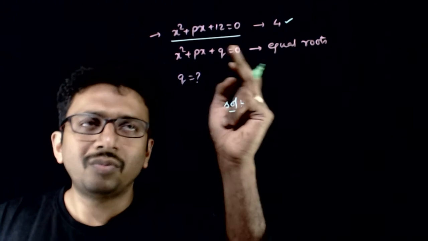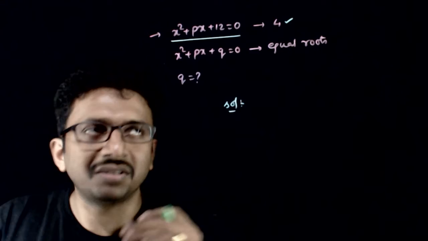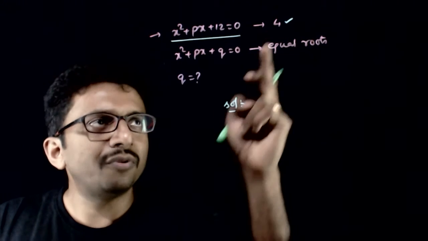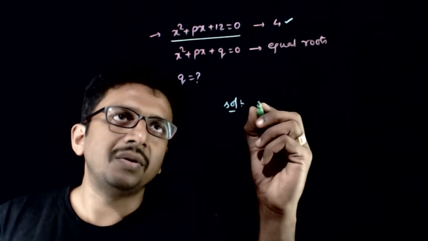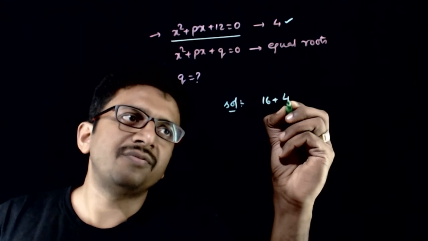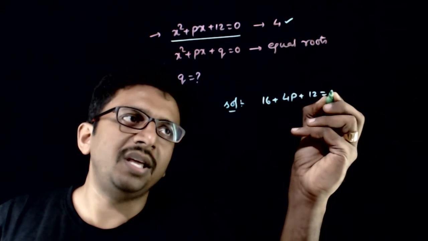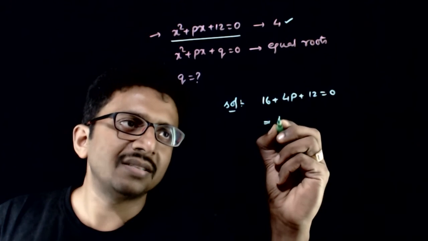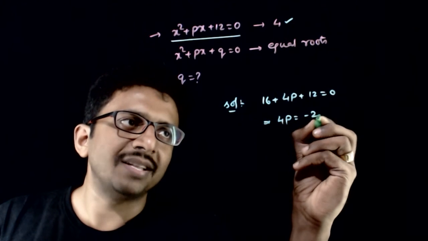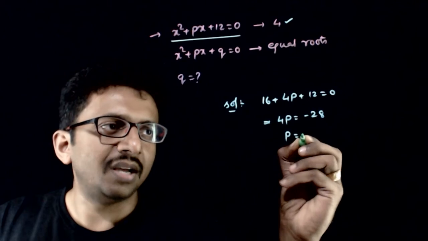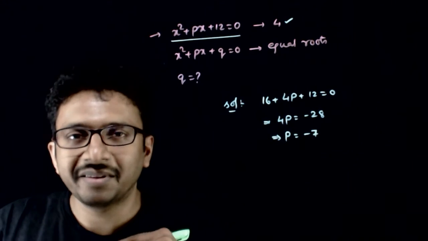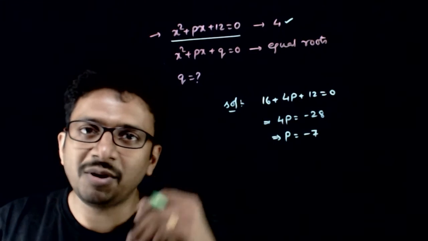So what can you do? What can you write from the first information? 4 is one of the roots of this. That means 4 has to satisfy this equation. So 16 plus 4p plus 12 should be equal to 0. This implies 4p should be equal to minus 28. P is equal to minus 7. So from the first information, p has to be equal to minus 7.